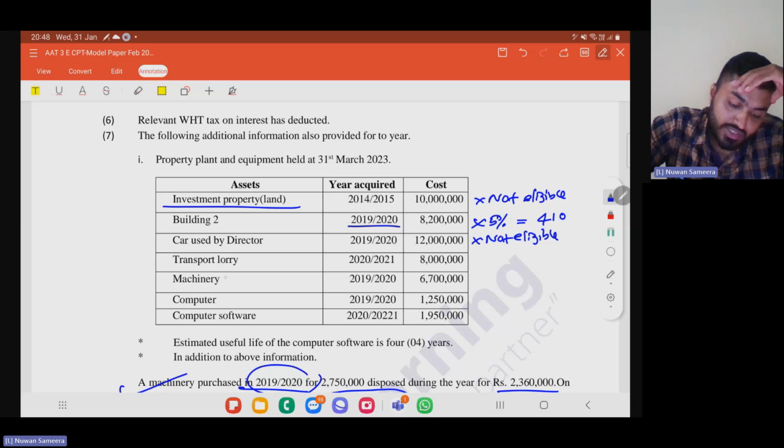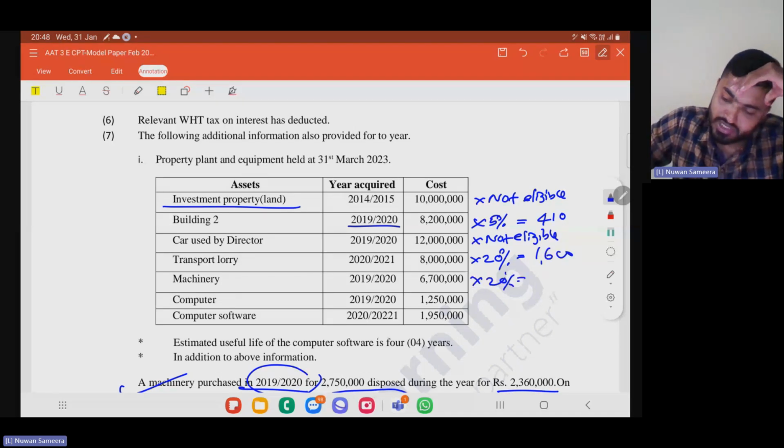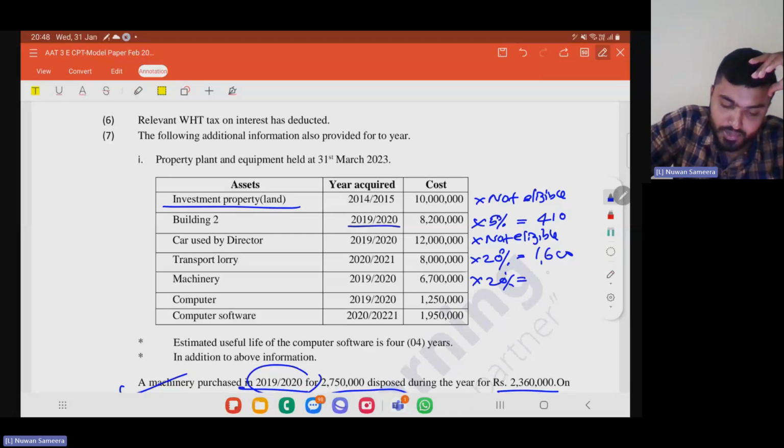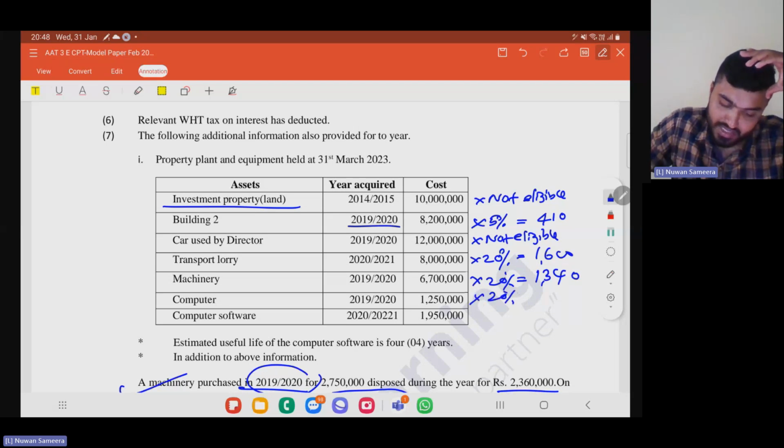Transport lorry, which was purchased after 1st April 2018. So here the rate is 20%, right? So 20% means 1,600. The machinery is also 20%. So 6,700 into 20% means 1,340. The computer is also 20%, right? 1,250 into 20% means 250.